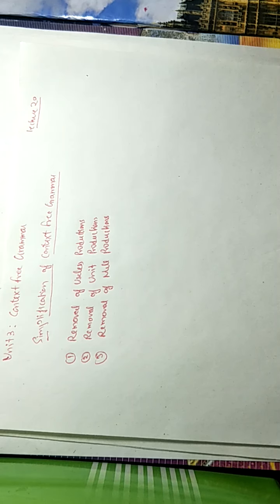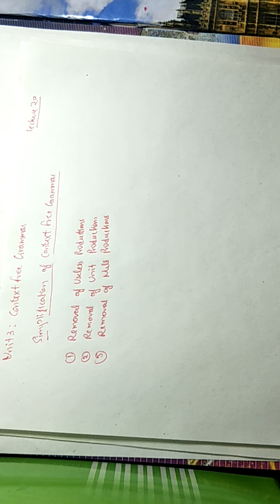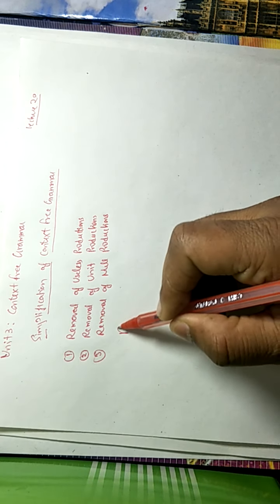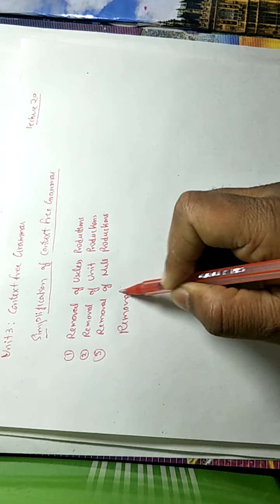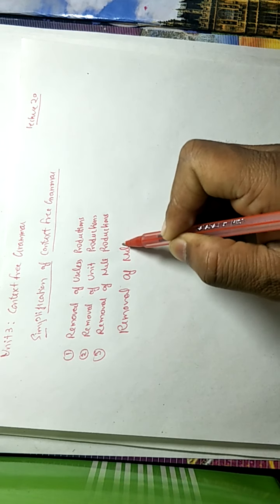Welcome everyone to lecture 20 of unit 3, and we are studying simplification of context free grammar. A grammar can be simplified by removing useless productions, unit productions and null productions from it. In previous lectures, lectures 18 and 19, we have studied how to remove useless productions and how to remove unit production. In this lecture, we are going to learn the removal of null productions.